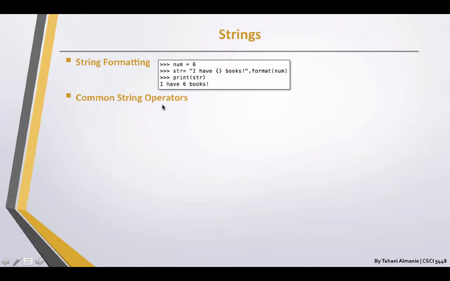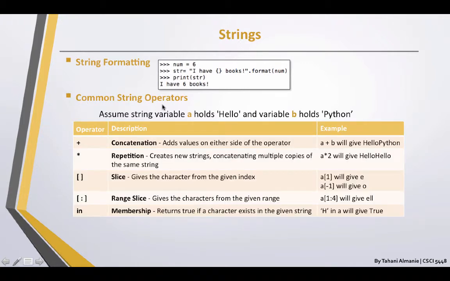There are some operators for strings in Python, as you see here. If you have A string that holds hello and B holds Python, the concatenation operator A plus B will give you this string. The repetition operator, for example here, A times 2 will give this string. The slice operator gives the character from the given index, as you see here. A of 1 will give you E, while A of -1 will give you O.